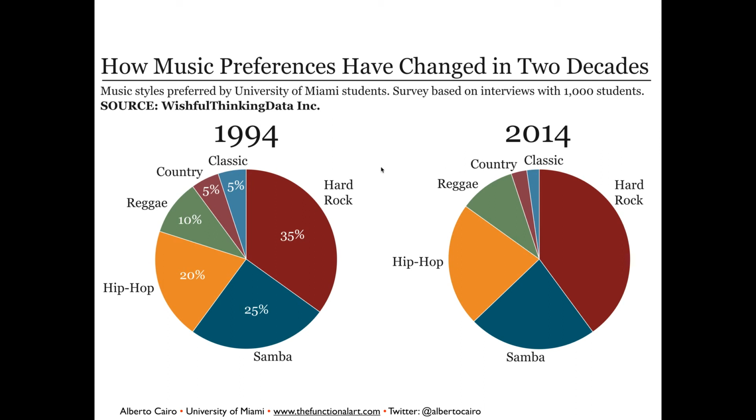Now, this is an example of what happens when you design a visualization without thinking about the purpose of that visualization, because the purpose of the visualization is explicit in the title. The title is how music preferences have changed in two decades. But here we are not showing change. We are showing parts of a whole.